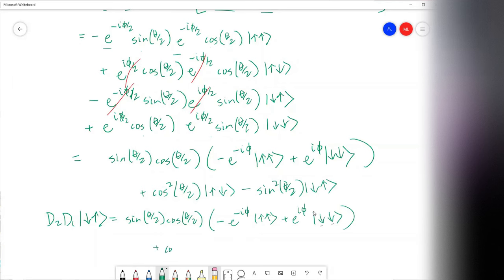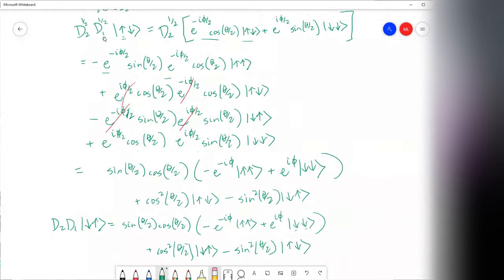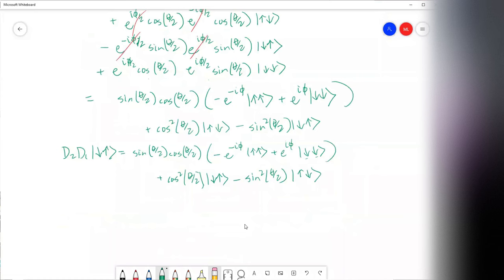And then this is the same, except now instead of this being up, down, this is down, up. And this guy is going to be up, down. Okay, and now we can put it all together, to see what happens to the singlet state.